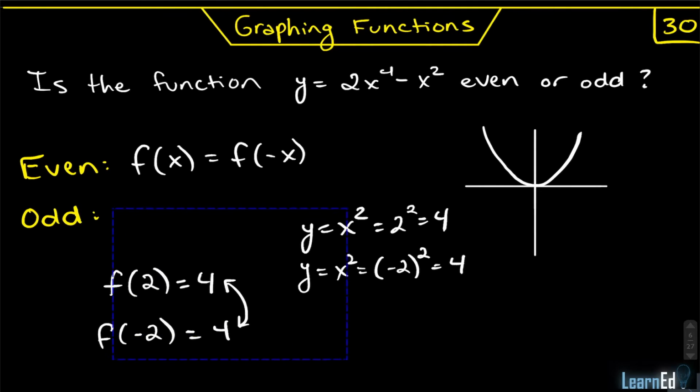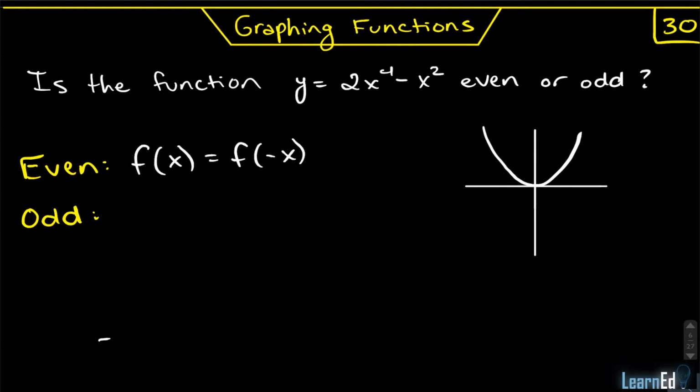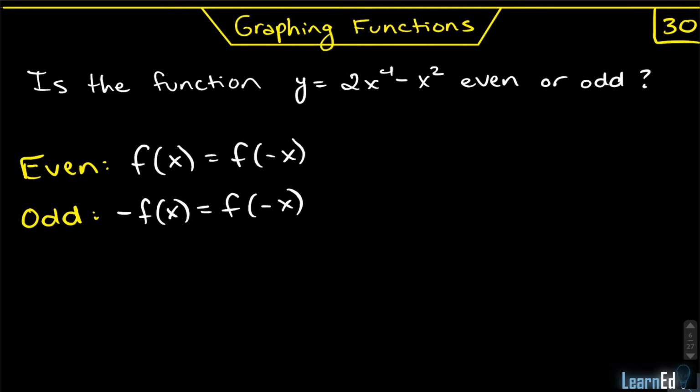Now with an odd function, what you end up getting is that negative f of x is equal to f of negative x. Okay, an odd function basically just means you have symmetry about the origin. In other words, if you have a point, let's pull up some graph paper here.